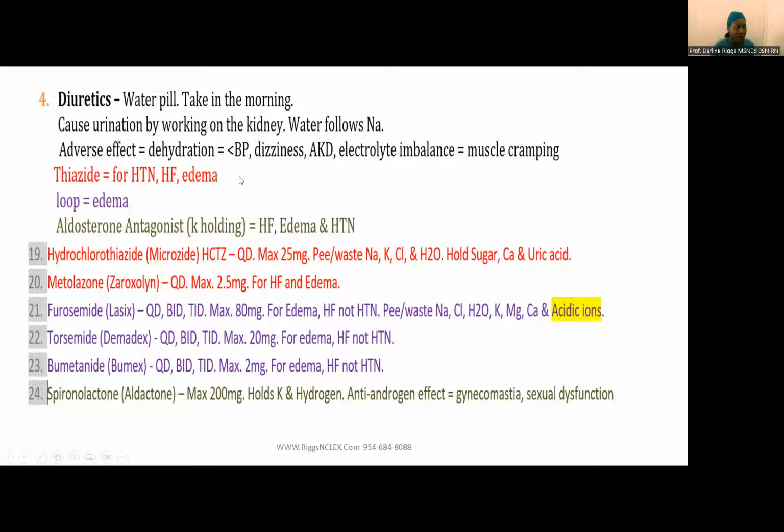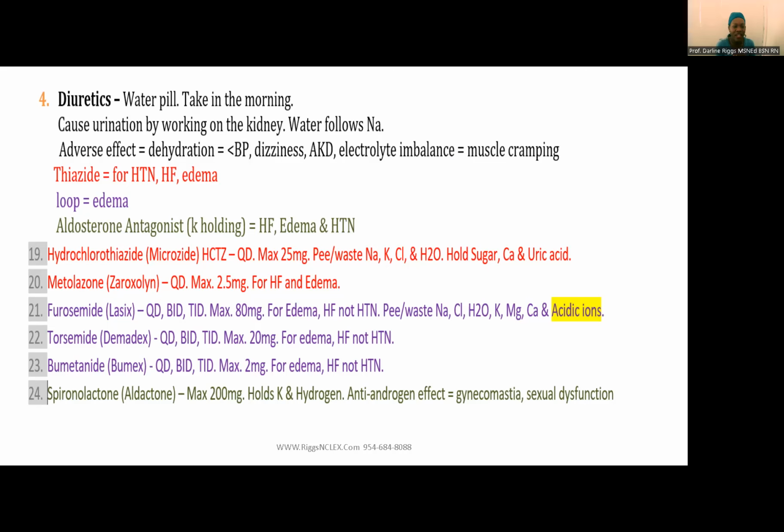It's going to decrease the blood pressure, which is going to cause the dizziness, acute kidney disease, and electrolyte imbalance, which is going to cause muscle cramping. And you know there are subcategories. You kind of knew I was going to say that because that's been the trend, right? So same thing, your diuretics have subcategories. There are your thiazides, there are your loops, and there are your aldosterone antagonists, which hold potassium. We'll talk about that in a moment.